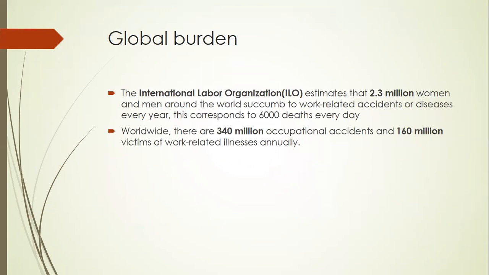So, a bit about the global burden. The International Labour Organization estimates that 2.3 million women and men around the world succumb to work-related accidents or diseases every year. This corresponds to about 6,000 deaths every day. Worldwide, there are 340 million occupational accidents and 160 million victims of work-related illnesses annually.